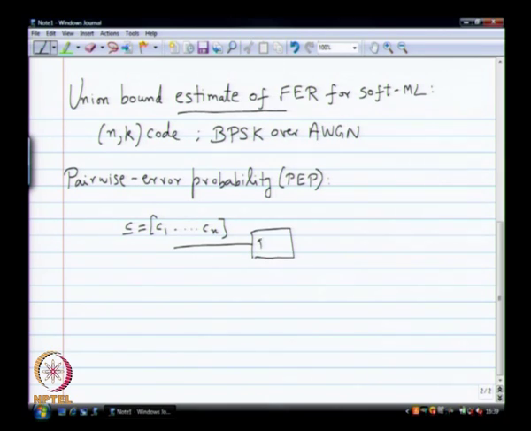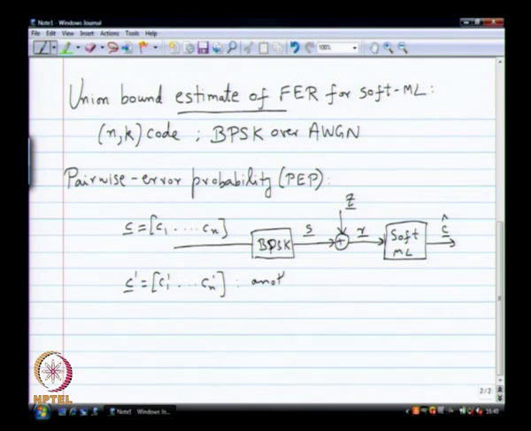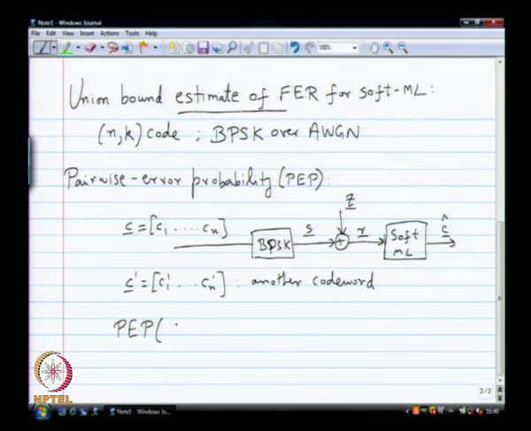It gets converted into some symbol vector, noise gets added to it, and you get a received vector R, and the soft ML decoder is working on it and produces some C hat. Suppose C prime is another code word. The pairwise error probability between C and C prime is basically the probability that C hat equals C prime, given that C was transmitted.